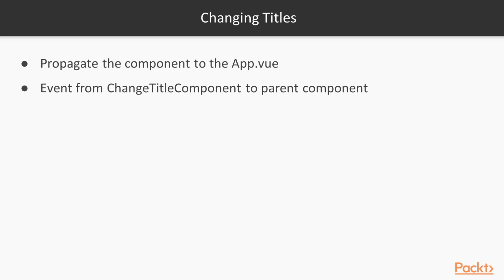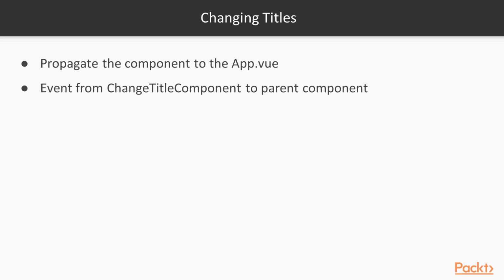What can we do to change the title of this component when the title inside the ChangeTitle component changes? If we could propagate the event to the main app.vue component, we could actually solve both problems. Whenever the data in the parent component changes, it affects all the children components. So, we need to somehow make the event flow from ChangeTitle component until the main app component.